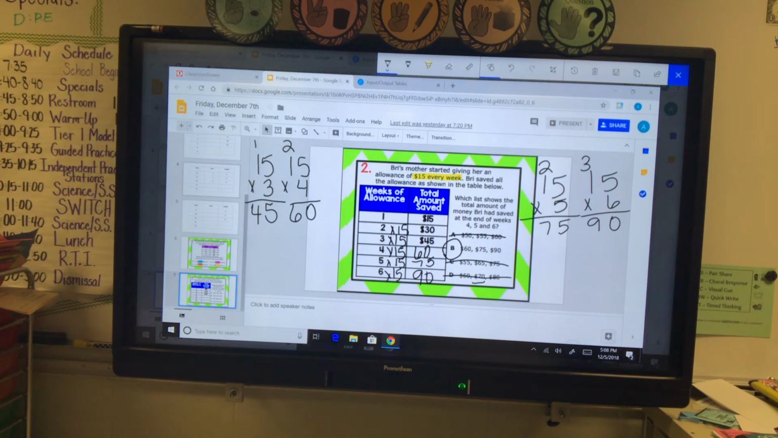So hopefully this helped you out with input-output. Just remember that your rule has to stay the same the whole way down, and all you have to do is put your input in, follow the rule to get your output.